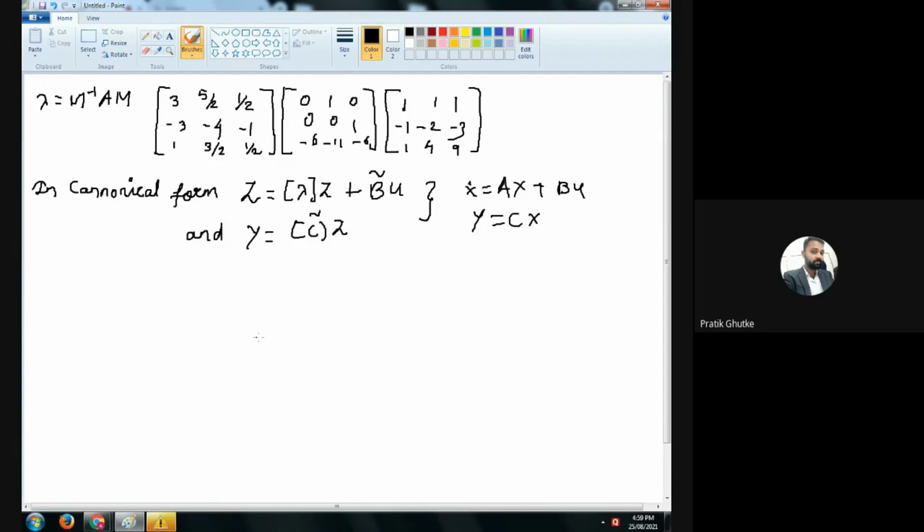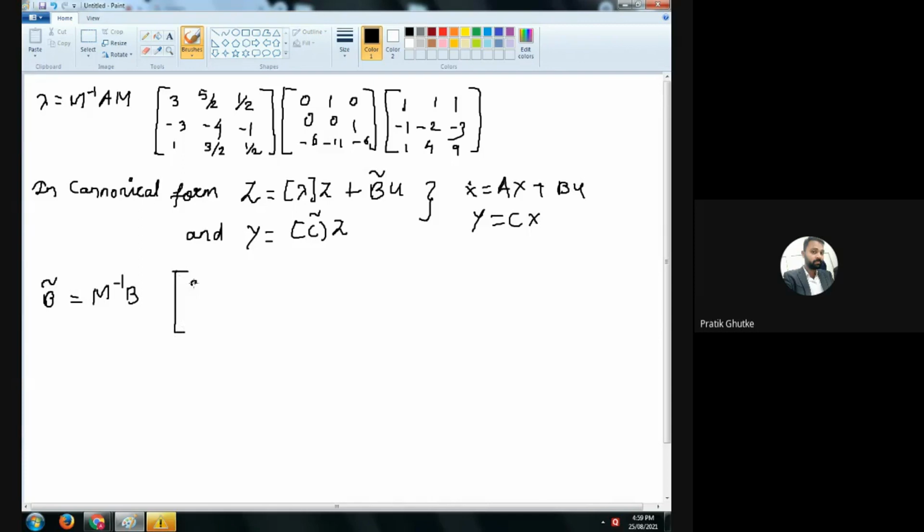Okay. So how to calculate? You would be knowing how to calculate the cap. You are having all in the question, B cap and C cap. So how to calculate this B cap and C cap in this canonical form? Here I am calculating B cap, and here C cap. So B cap equals M inverse into B. So all these matrices you are having, M inverse matrix also you are having, and B matrix is already given in the question. So what is this M inverse matrix?